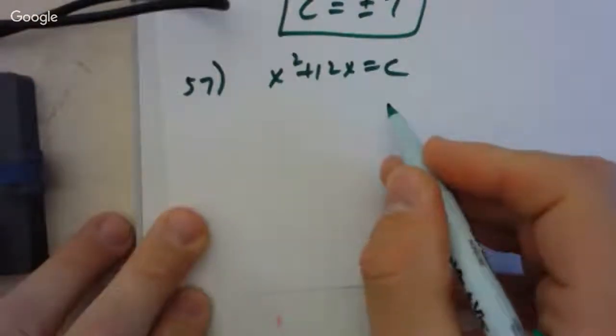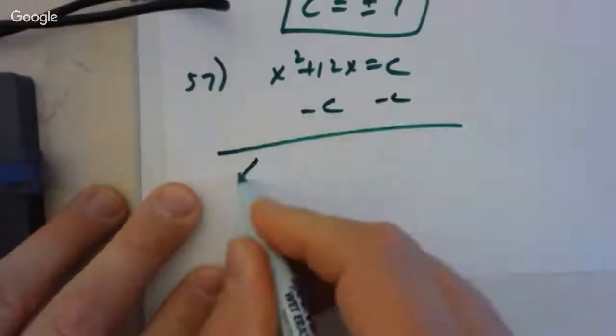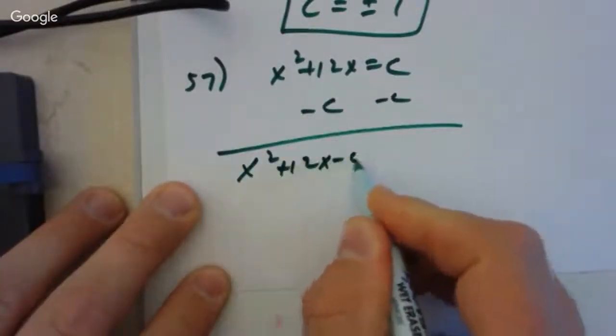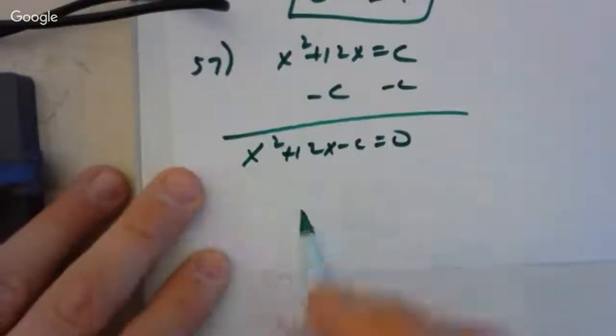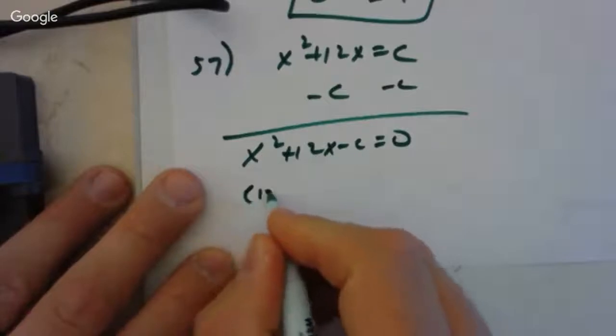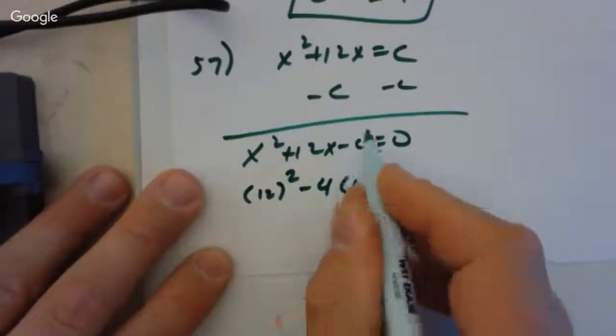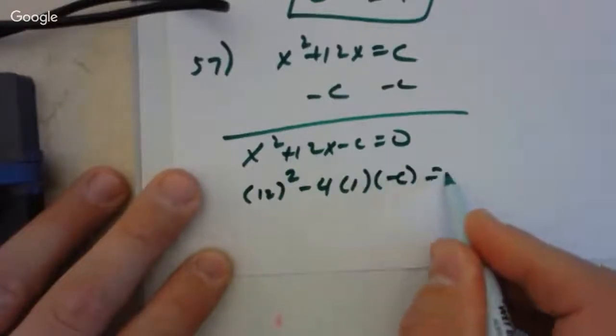What do I got to do to set it equal to 0? I got to subtract what from both sides? Minus c, right? Minus c, minus c. Okay. So now I plug it into the discriminant, and what do we got to do on this one? We got to make it have one real solution. So we're gonna go for b squared minus 4 times a times c. Now c is negative. Don't forget that. That's got to equal 0.